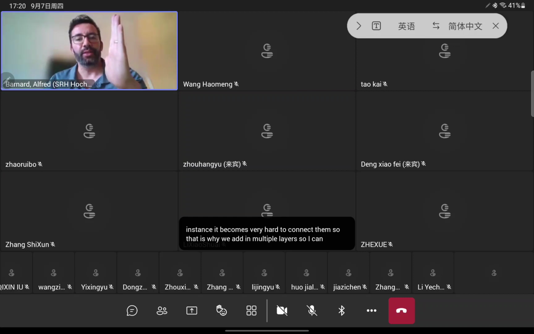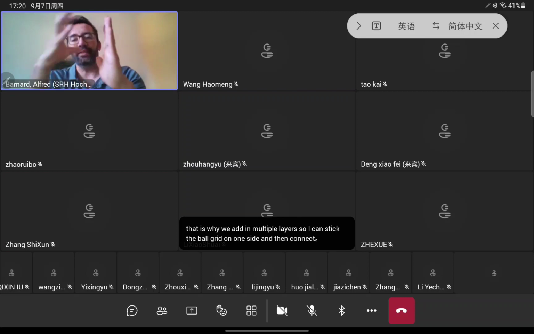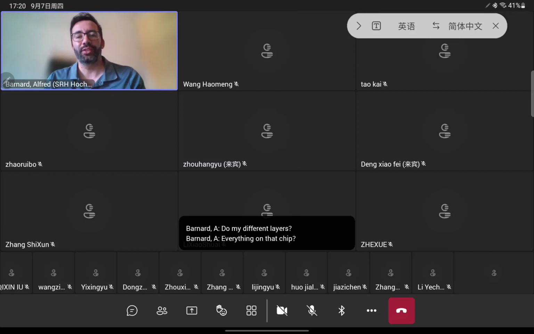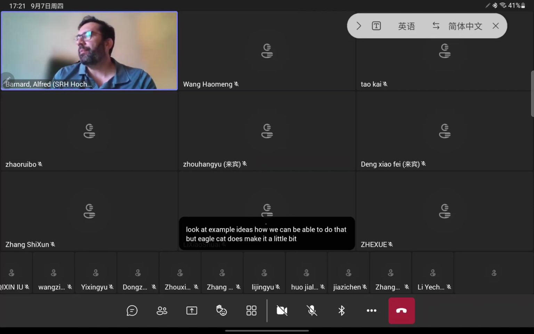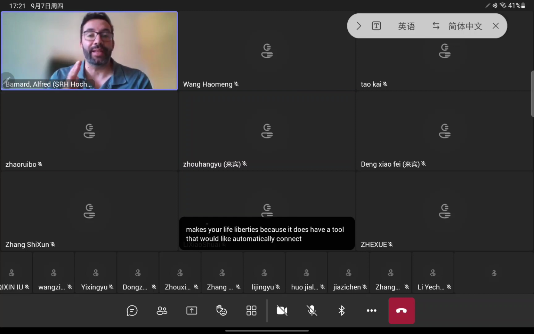So I can stick the ball grid on one side and then connect through my different layers everything on that chip, which becomes really difficult once you enter things like that. But don't worry about it. We'll have a look at an example of how we can do that. EagleCAD does make your life a little bit easier, because it has a tool that will automatically connect it and automatically tell you how many layers you would initially need.